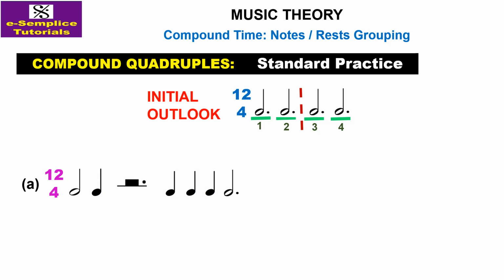Still on compound quadruples, let's look at 12/4 time. That's the initial outlook. Take a look at these groupings. Is this correct for 12/4 or wrong? This is correct. Beat 1, beat 2, beat 3, beat 4. The middle of the bar is open.